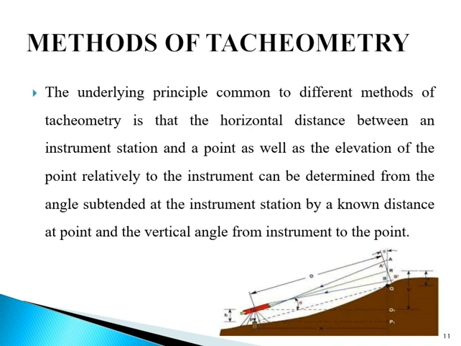The underlying principle common to the different methods of tachometry is that the horizontal distance between an instrument station and a point, as well as the elevation of the point relative to the instrument, can be determined from the angle subtended at the instrument station by a known distance at the point, and the vertical angle from the instrument to the point. You can see its arrangement in the figure.